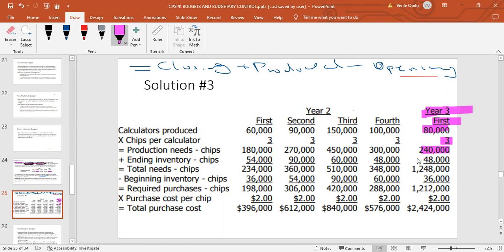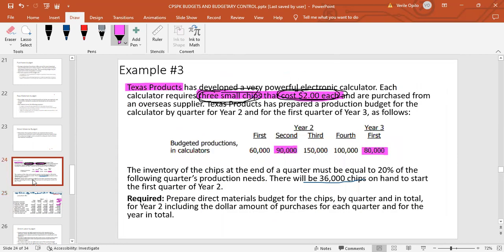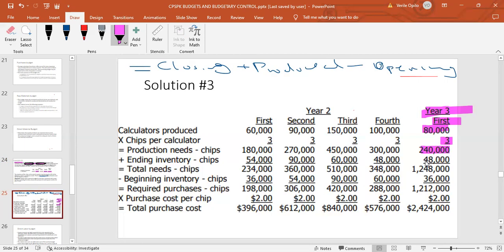And then the ending inventory. In this case, we have not been provided for the last year. So we are going to use the ending inventory for the fourth year. So in this case, we'll assume an ending inventory of 48,000. Then we have 240,000 plus the ending inventory, saying that we're going to use the same as the fourth year.